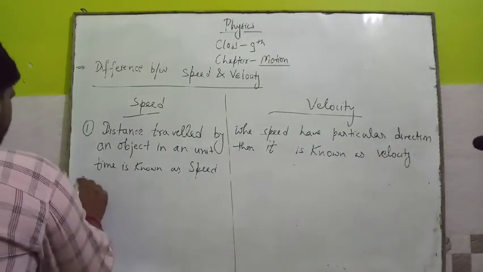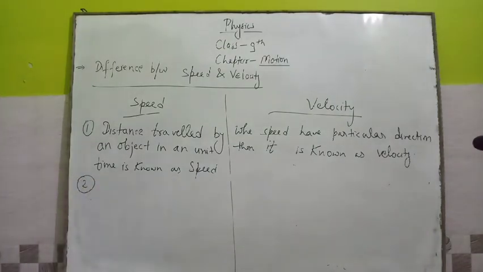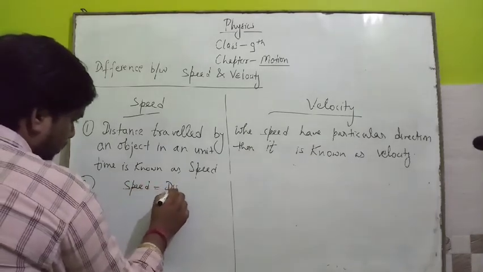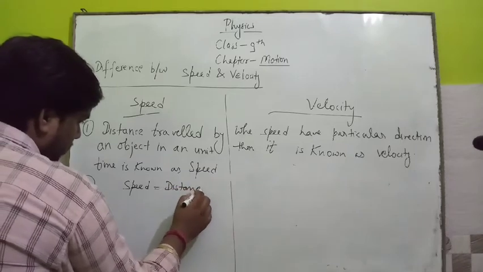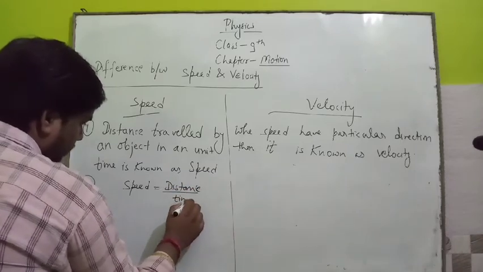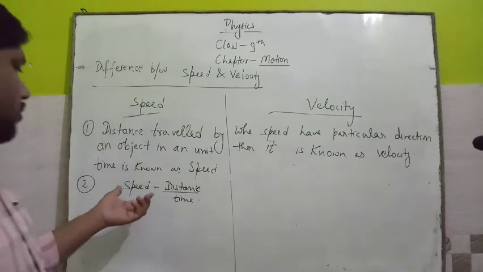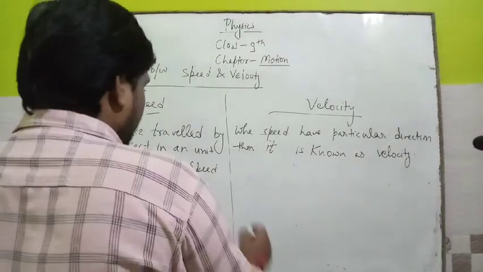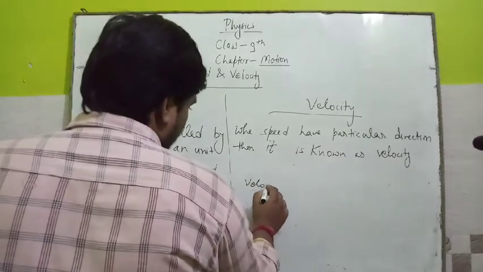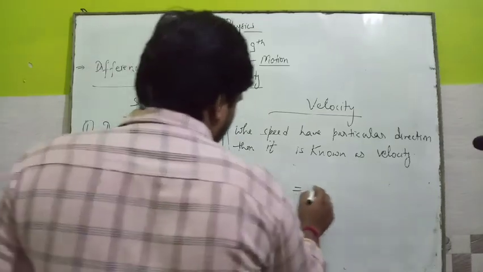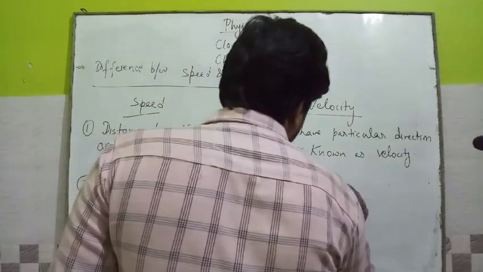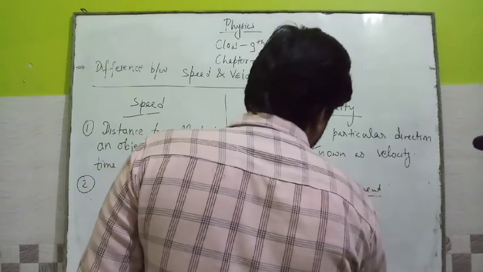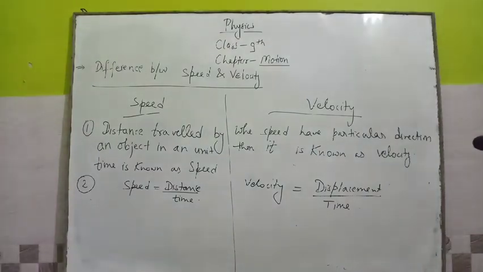Second difference: as you know the formula, what is the formula of speed? Speed is equal to distance upon time. You can also write it like this: speed is the ratio of distance and time, and velocity is the ratio of displacement upon time. Clear? This is the second difference.